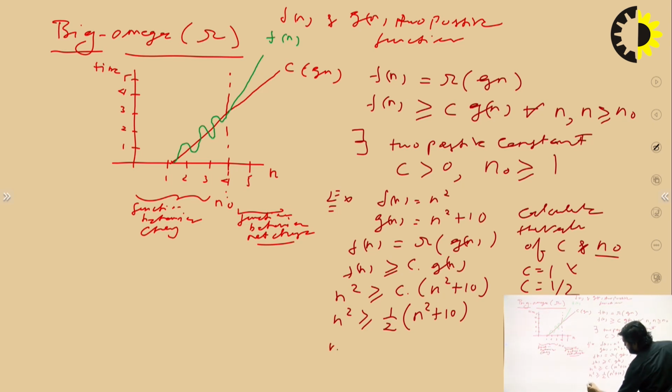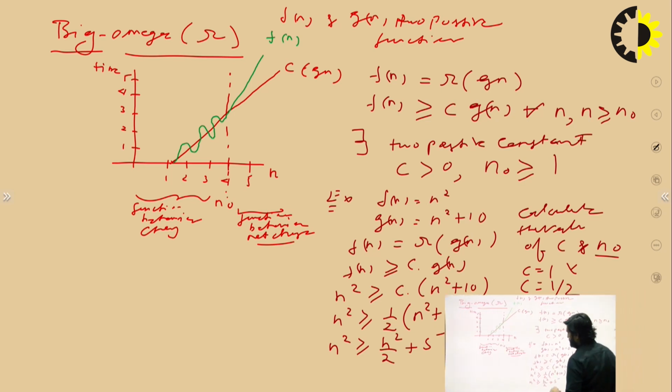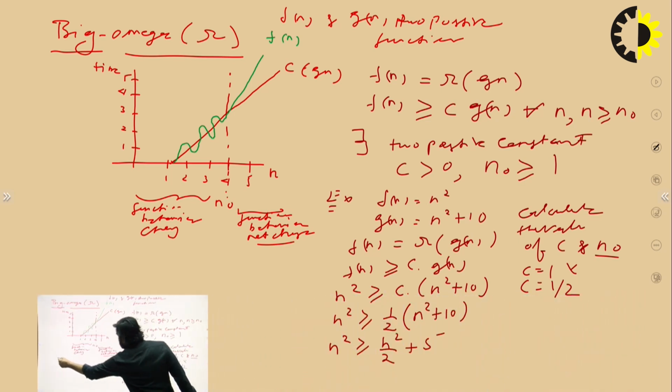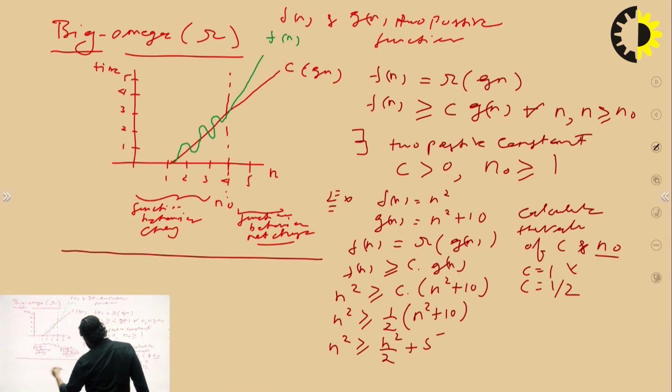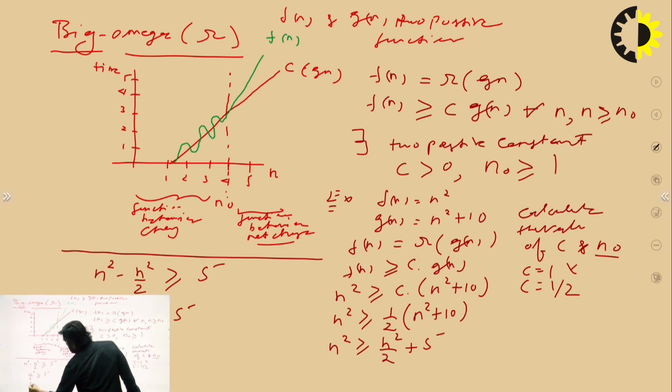Now we solve this inequality. n square is greater than or equal to n square by 2 plus 5. Observe it. We just continue here. n square minus n square by 2 is greater than or equal to 5. That's it. n square by 2 is greater than or equal to 5. n square is greater than or equal to 10.